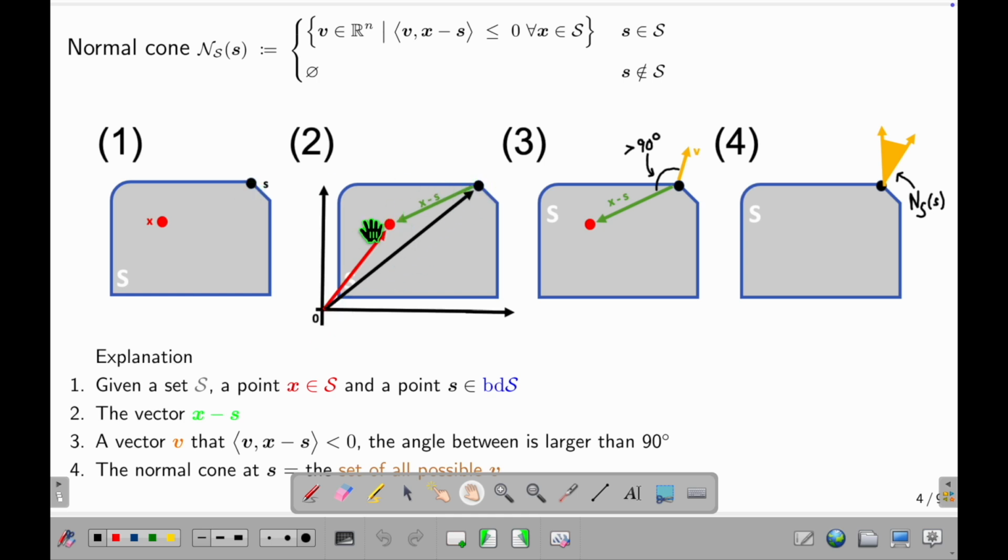Then what is this green arrow? This green arrow is X minus S. Why do I need this green arrow? Because the expression has X minus S. So I have this green arrow. Okay. What is this thing? It's saying all the V such that inner product is less than 0. Inner product less than 0 means the angle is larger than 90 degrees. So that means this thing is all V. The angle between the yellow and the green is larger than 90 degrees. This is one V. This is all V.